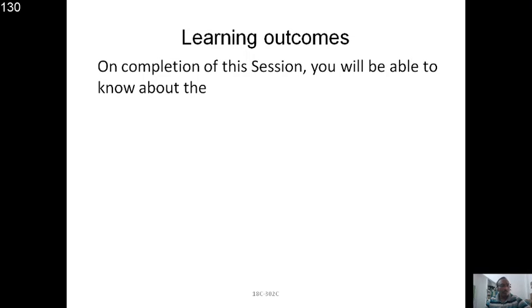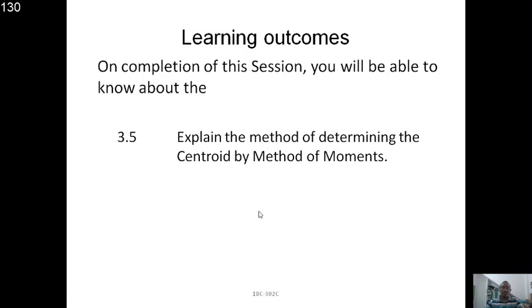In this session, we are going to learn about the next method of determination of the centroid, by the method of moments or the analytical method. This method is also known as the analytical method.